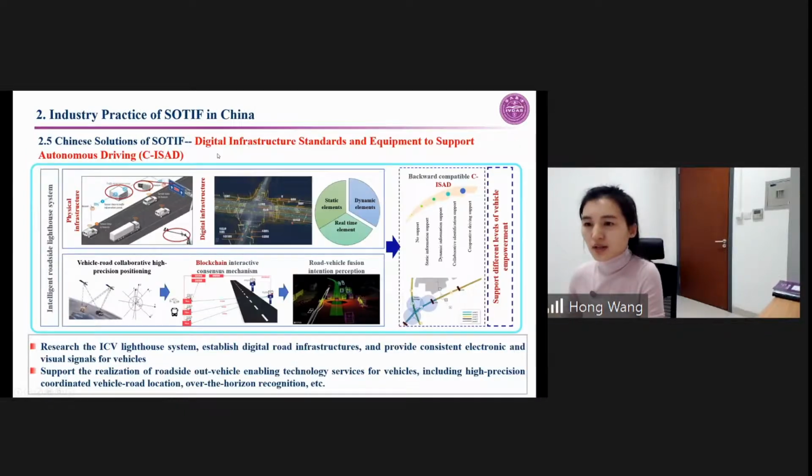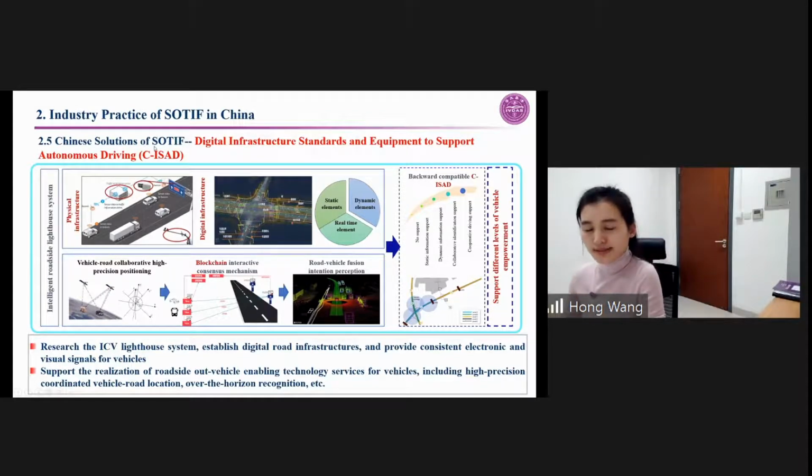So the third one is digital infrastructure, standards, and equipment to support autonomous driving. We call it CRSAD. This solution is like the entropy system. We try to use 5G V2X technology and the infrastructure's information to improve the accuracy of perception, decision making, and other systems or algorithms in ICD. So this is the third solution for SOTIF, CRSAD.